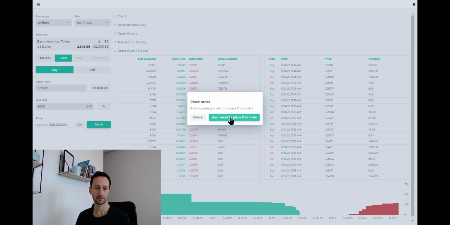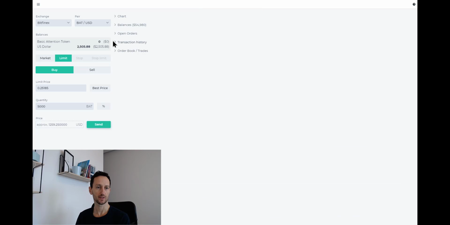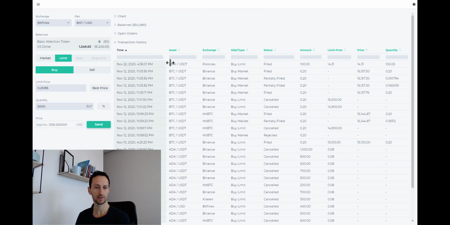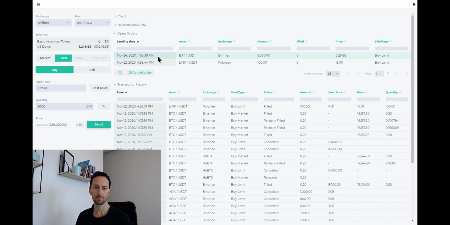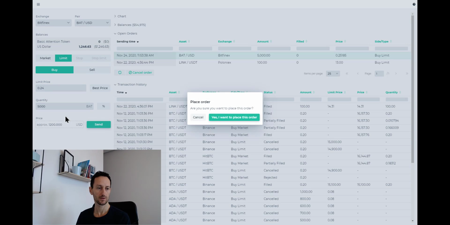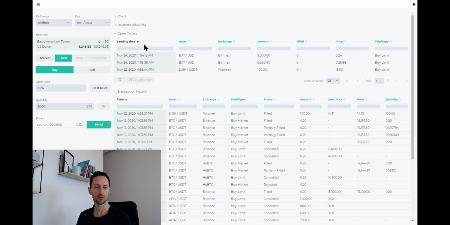Let's go ahead and send the order, place it. Order was placed successfully. Let's see if it went through. Transaction history, not yet. It's probably in my open orders. There it is. It's sitting pretty in my open orders. Let's see if it gets there. I'm going to go ahead and put in the other half of my position that I want to buy at 24 cents. Same quantity, 5,000 Basic Attention Tokens. So let's go ahead and place that order as well. And that's also in my open orders.